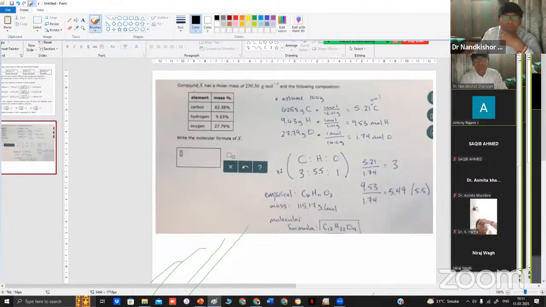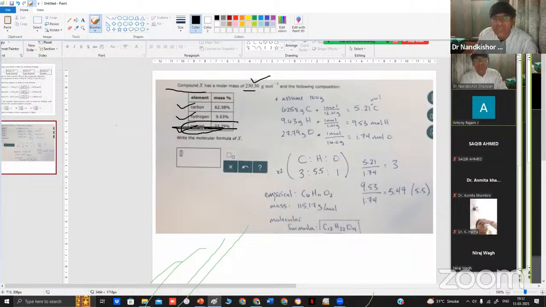This compound X has a molecular mass of 230. Imagine the molecular mass is 230, that is the molecular weight. Carbon contains 62%, hydrogen content 9.63%, oxygen content 27%.